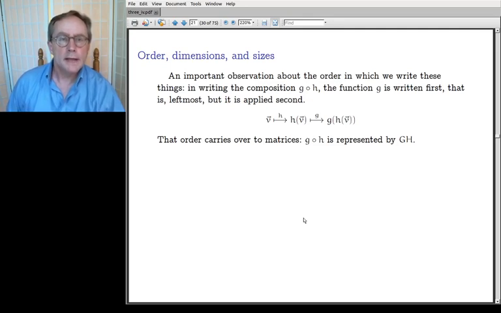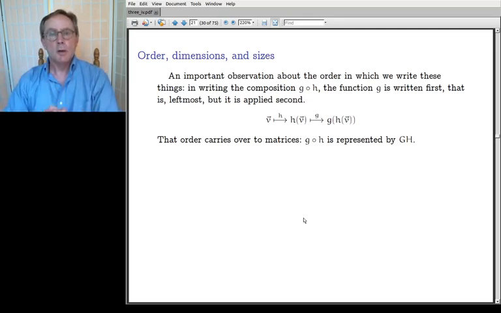So that arrow diagram, I think, helps a person put down where does everything go and where do the spaces sit. I'll make another point about the order in which you write things: we write a composition as G circle H, even though G is written first. If you read it left to right, G comes first. But in fact, it's the map that is applied second. So when you do a map application, you go from V to H of V, that is, you apply H first, and then you apply G to that.